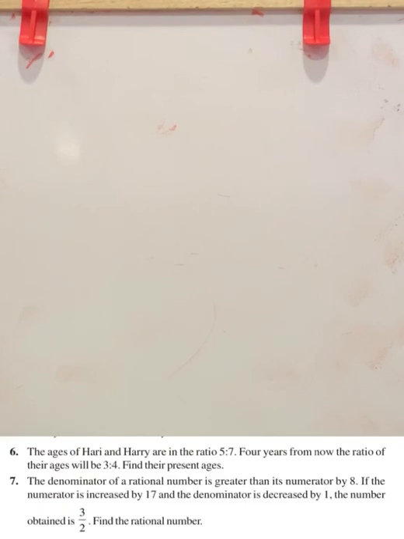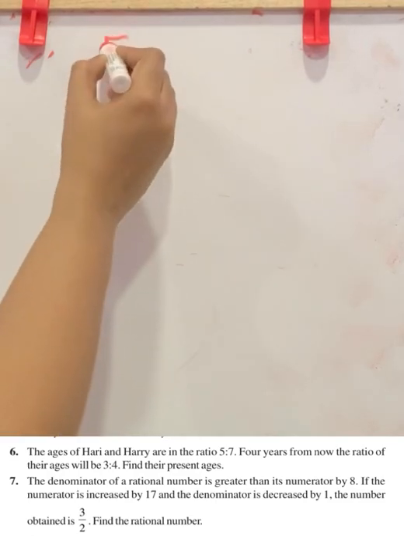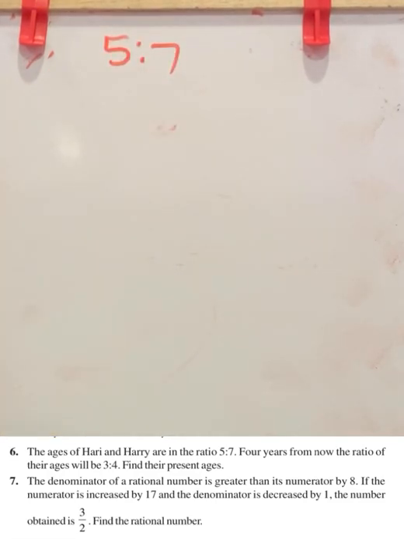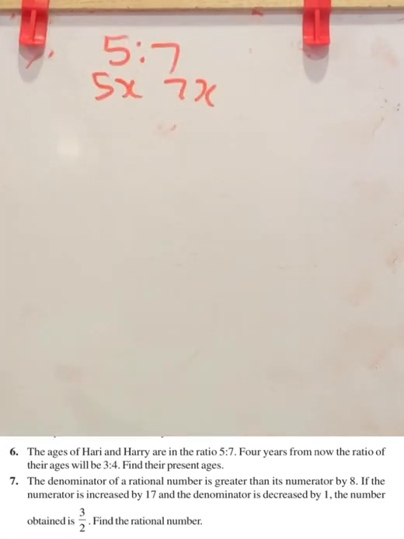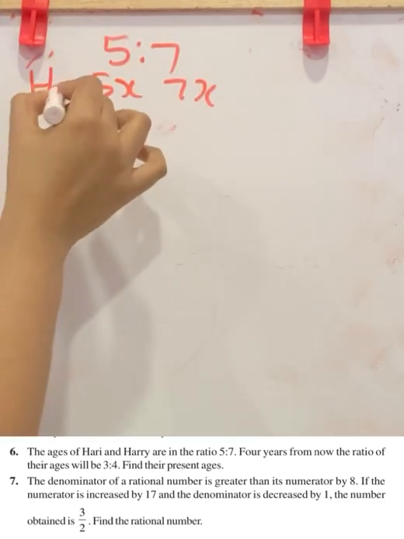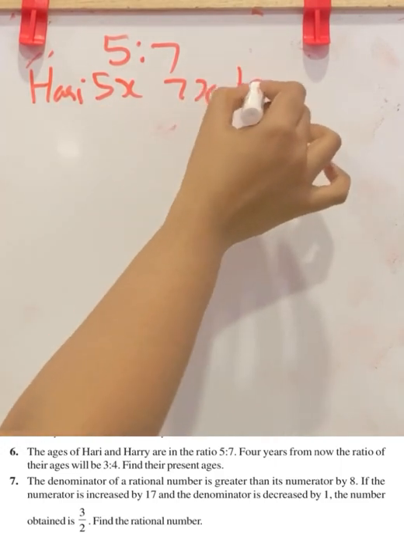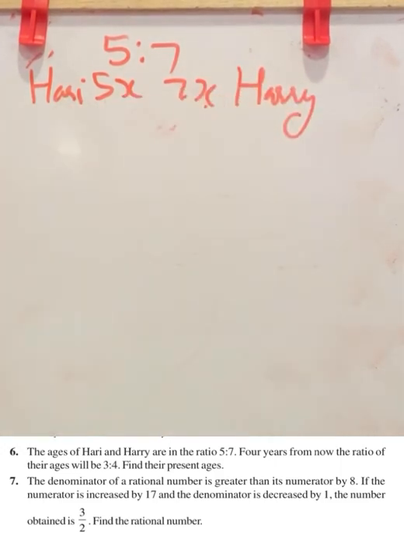Next is a statement problem. The ages of Hari and Harry are in the ratio 5:7. 4 years from now, the ratio of their ages will be 3:4. Find their present ages. We don't know the present ages, but we know the ratio of present ages, that is 5:7. I told you before, whenever you see a ratio, you should make it as 5x and 7x, that is multiplying with x. Now the present age of Hari is 5x and Harry is 7x.